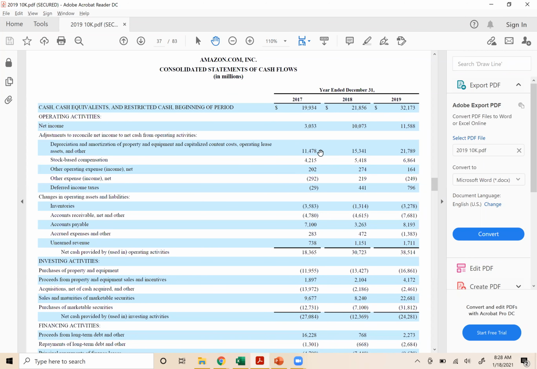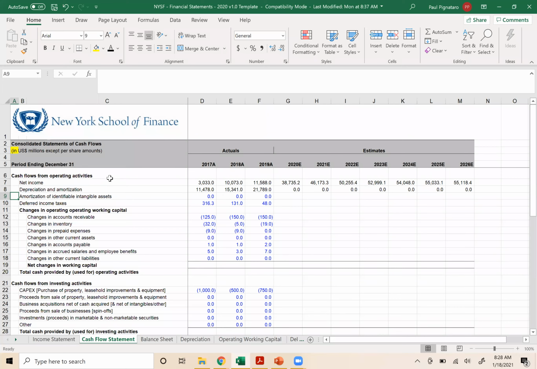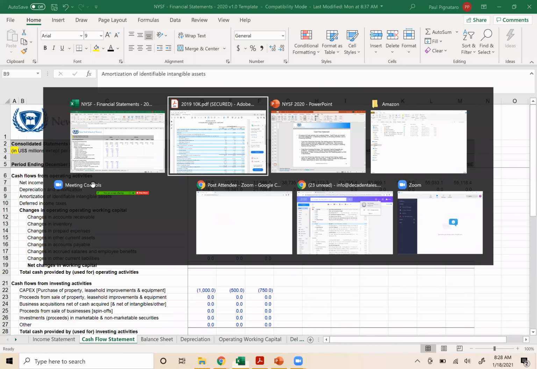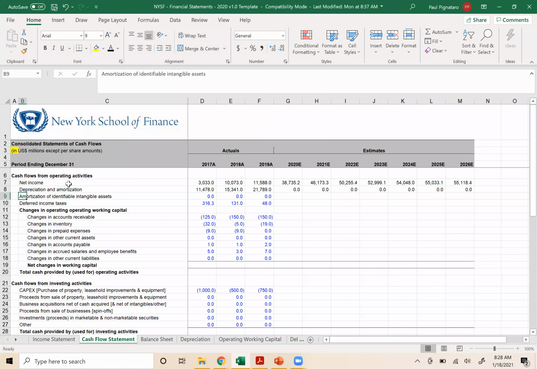Now we're going to dig into line items that were not identified: stock-based compensation, other operating expense, other expense, deferred taxes, common items that we see on financial reports. Let's just make some space and lay these out. So it looks like they do have deferred income taxes, I'm sorry, but they don't have a line for intangible assets. So I'm just going to add 1, 2, 3 more rows.